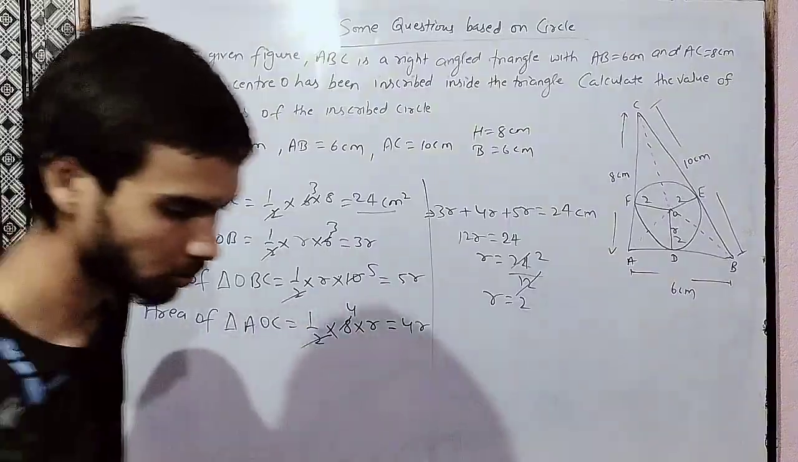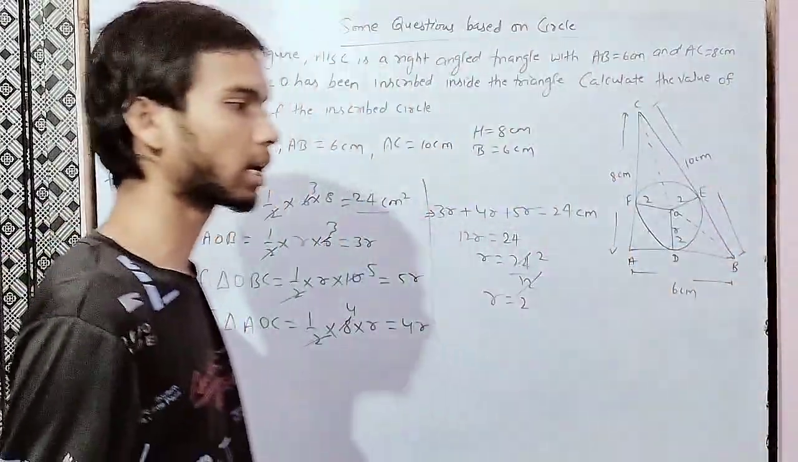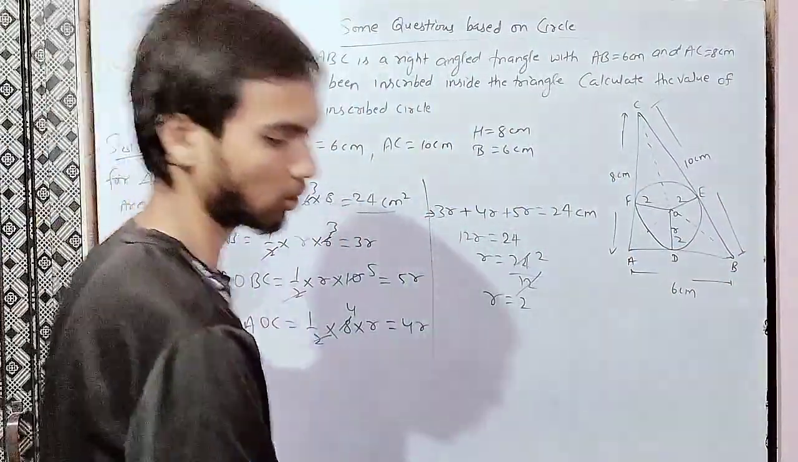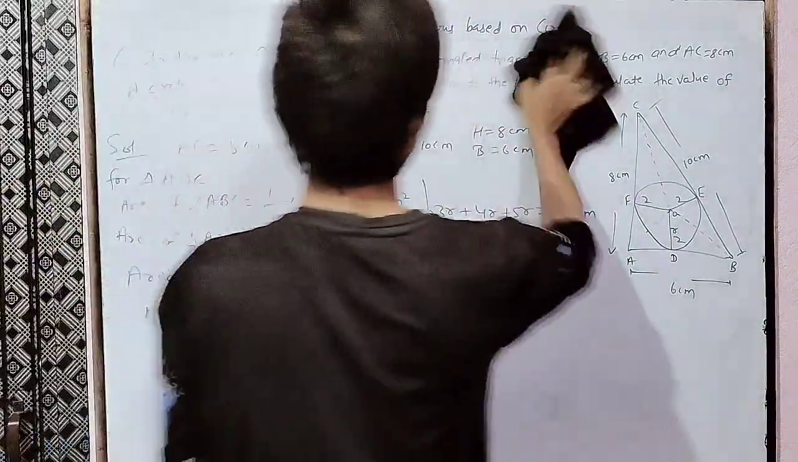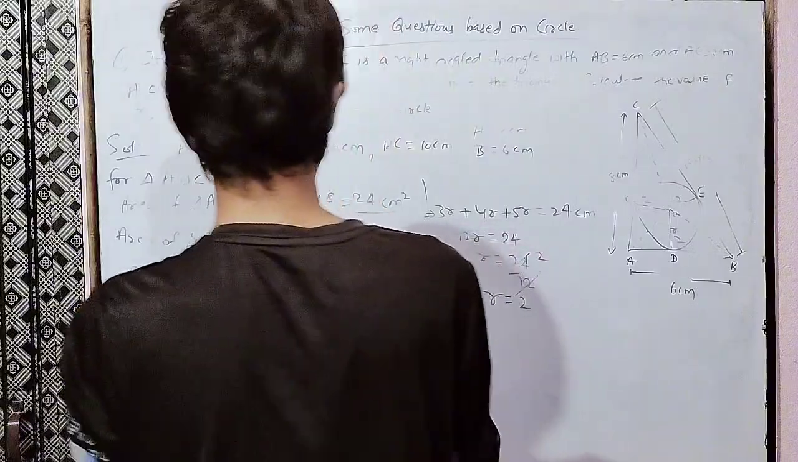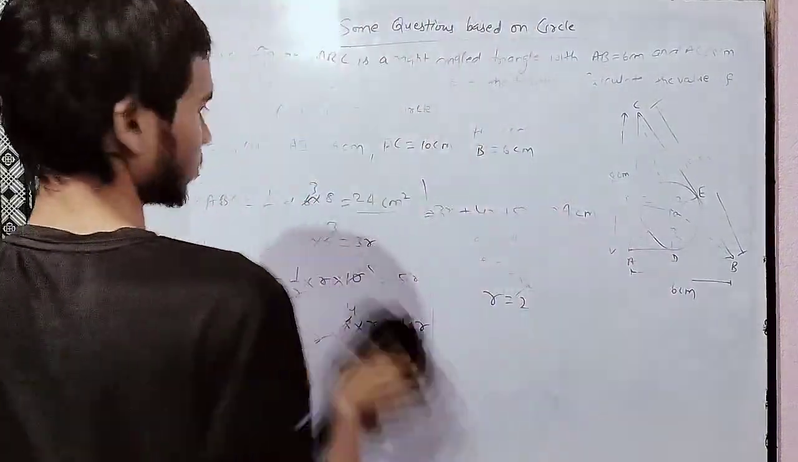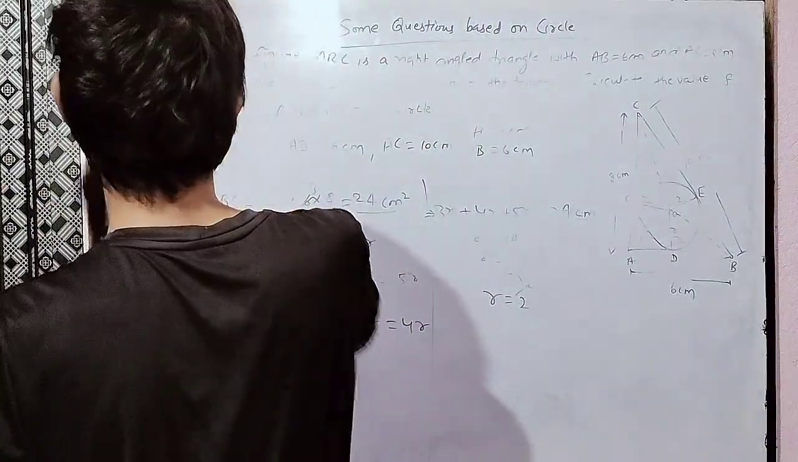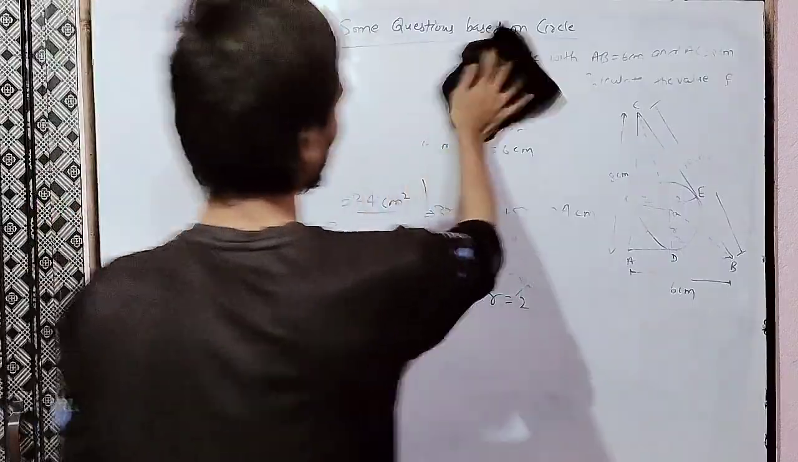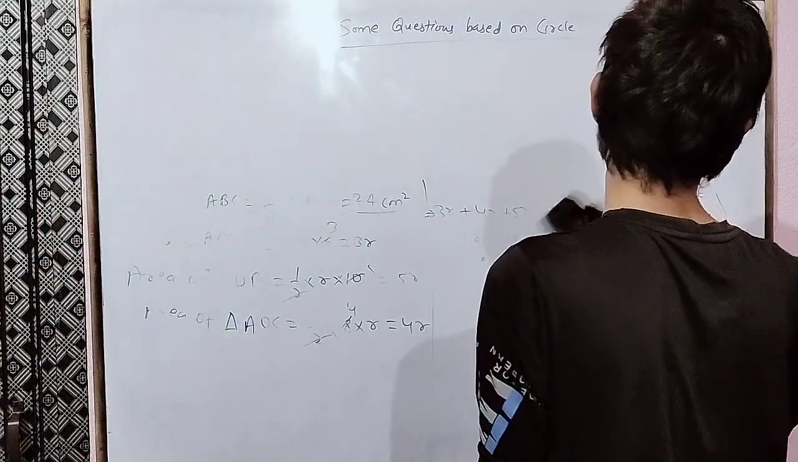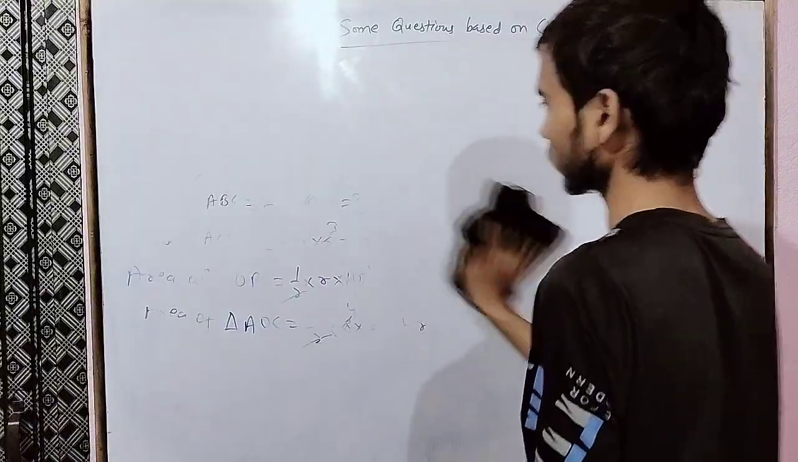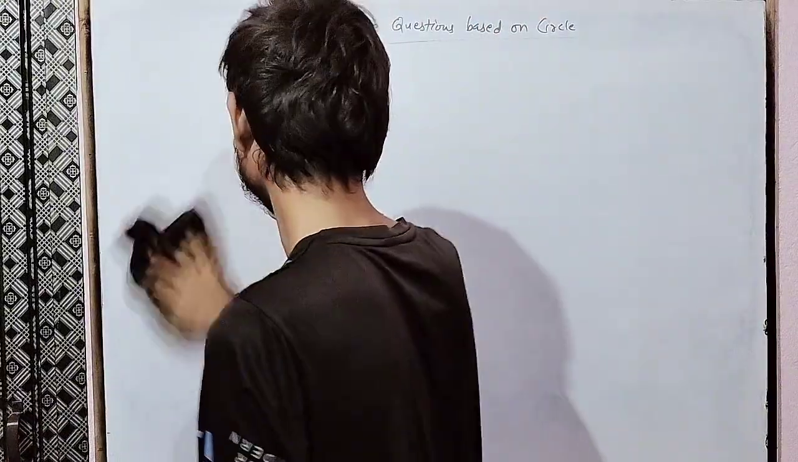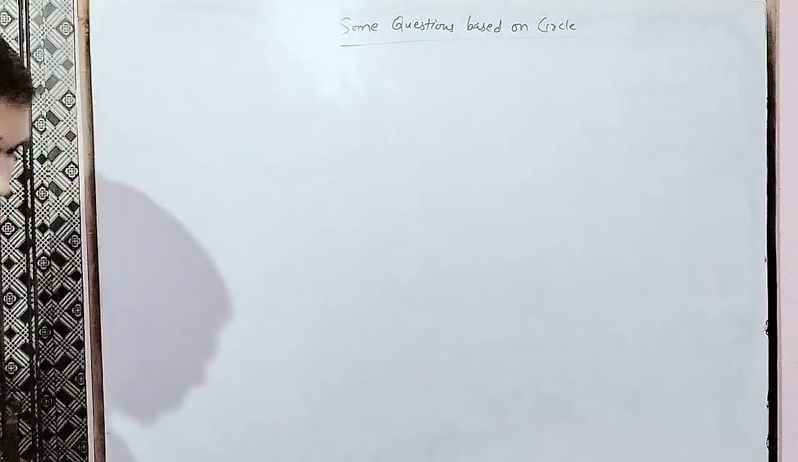Next question. We have a triangle which is inside a quadrilateral. Let me write the question.